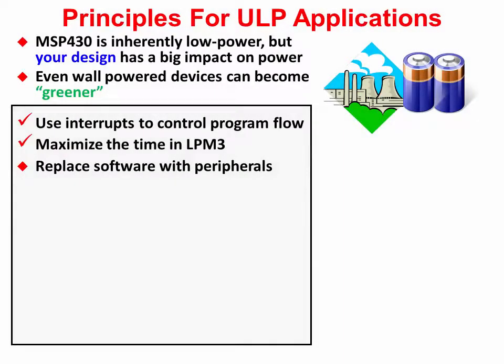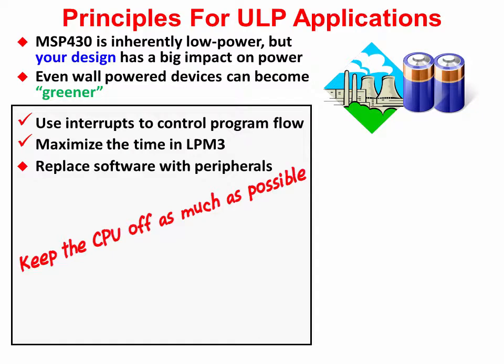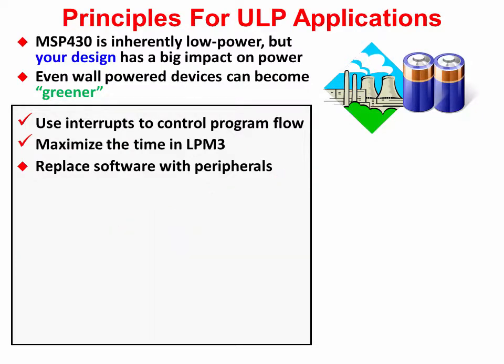Our next trick is, don't turn on the CPU. Okay, so the bullet says, replace software with peripherals. But the underlying principle is the same as the previous bullets. Keep the CPU off as much as possible. Bottom line, a fixed function, hardwired peripheral should be able to complete its job more efficiently than a software programmed CPU can do the same job. For example, a timer peripheral is more energy efficient than a CPU counting in software.